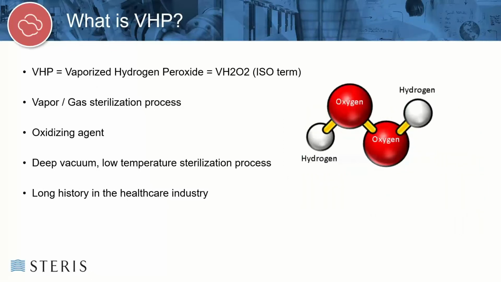So then basically what is VHP? Well, VHP stands for Vaporized Hydrogen Peroxide. However, VHP itself is actually a trademarked STERIS term. So outside of STERIS, you'll usually see this referred to as VH2O2, as that's what ISO refers to the technology as. VHP is a vapor or gas sterilization process, as you can probably tell by the name Vaporized Hydrogen Peroxide, and it works as an oxidizing agent. The sterilization process then operates under deep vacuum and low temperatures, and while it is pretty brand new to the terminal sterilization industry, it does actually have a long history of use within the healthcare industry and hospitals, and I'll go into that a bit more in a few moments' time.